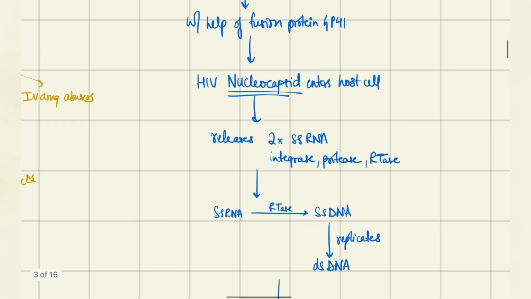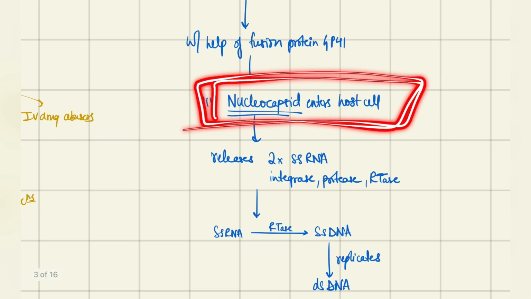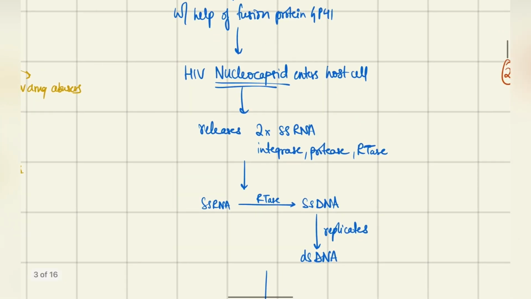Now which part is internalized? The whole virus is never internalized. It is the nucleocapsid that enters the host cell, and it releases whatever is inside the nucleocapsid core. Remember, what did we have? We have two single-stranded positive sense RNA, integrase, protease, reverse transcriptase.